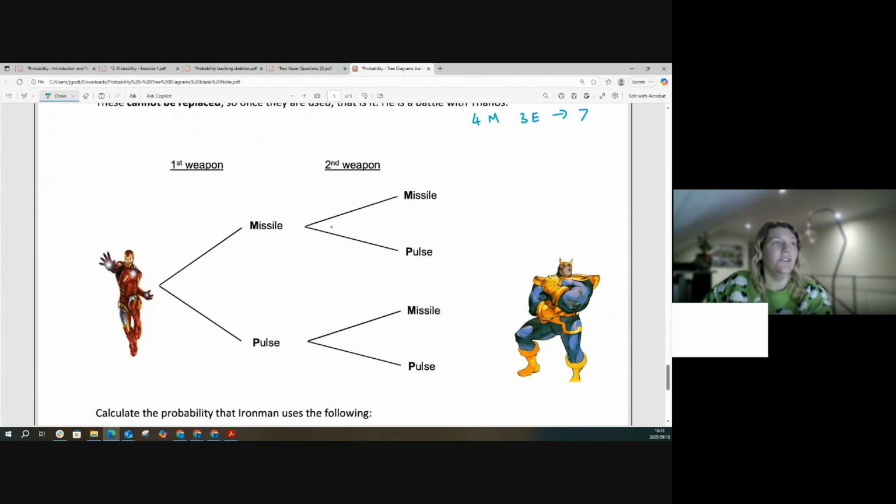Okay. So for my first throw of my weapon, what is the probability of me throwing a missile? 4 missiles, 3 electro pulses. What is the probability of me throwing? Exactly, 4 out of 7. Good. And what is the probability of me using an electro pulse? 3 out of 7. Good.